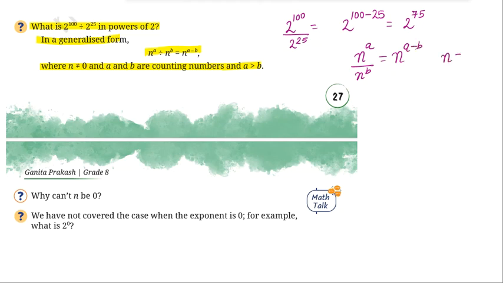And here n should not be equal to 0, and in this particular case we are studying that a is greater than b. Ahead we will study whether it is necessary that a must always be greater than b. So we will study this further.